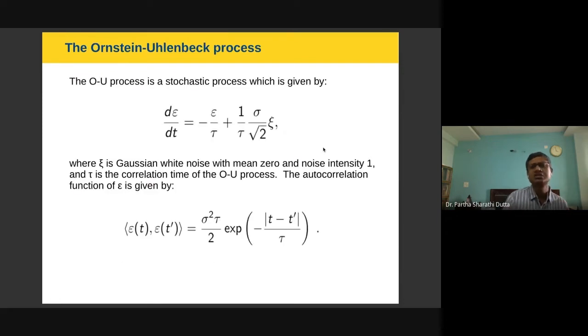This OU process has this form: d epsilon/dt = -epsilon/tau + (1/tau) sigma sqrt(2/tau) zeta. This zeta is a Gaussian white noise with zero mean and unit variance, which we multiply with the noise amplitude sigma, and tau is the correlation time, and epsilon is eventually going to give us the correlated noise. The autocorrelation function of epsilon is given by sigma²/2 times e to the power minus |t - t'|/tau. Here I have used this form, and some people use the long range form, 1/|t - t'|^beta. If one varies that exponent beta, the noise color will change.